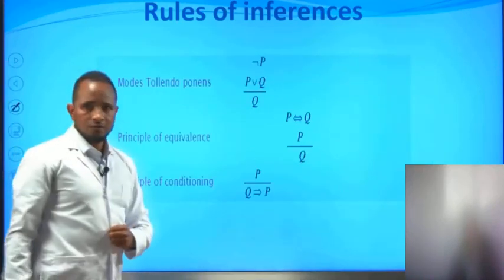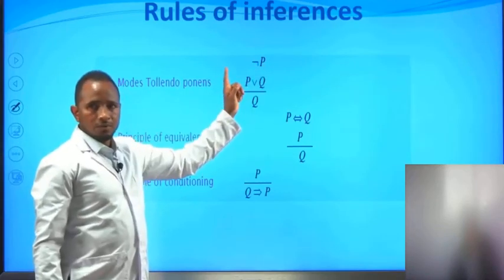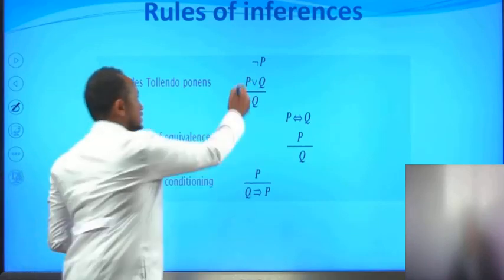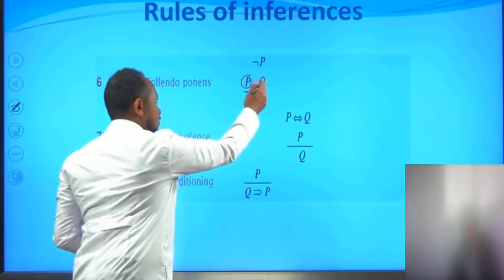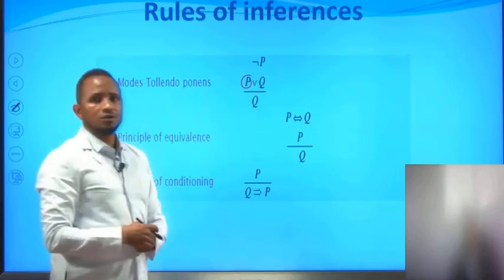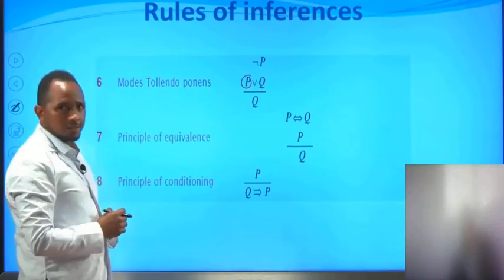The other rule of inference here: negation of P is true. Negation of P is true means P is false. Here P is false, so Q must be true for this statement to be true. Therefore, the conclusion is Q. It is true. It's valid. So we call this modus tollendo ponens.